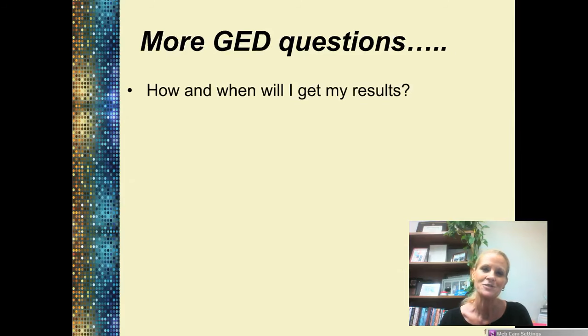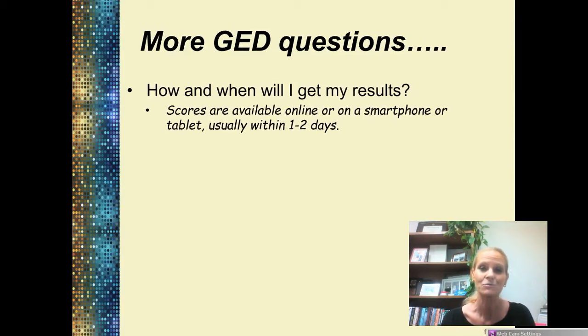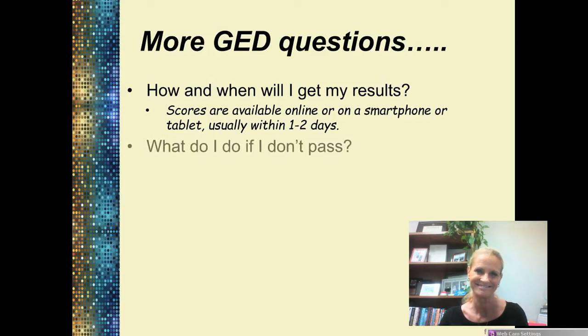How and when will you get your results? Well, essentially, you're going to get them right away. It's all computerized. So when you complete the exam, you're going to hit submit, and it's going to give you your results. It's going to say pass or not pass. So you're going to know right away. If you pass all 4 sections, you're going to get your high school diploma in the mail from the state of Florida.